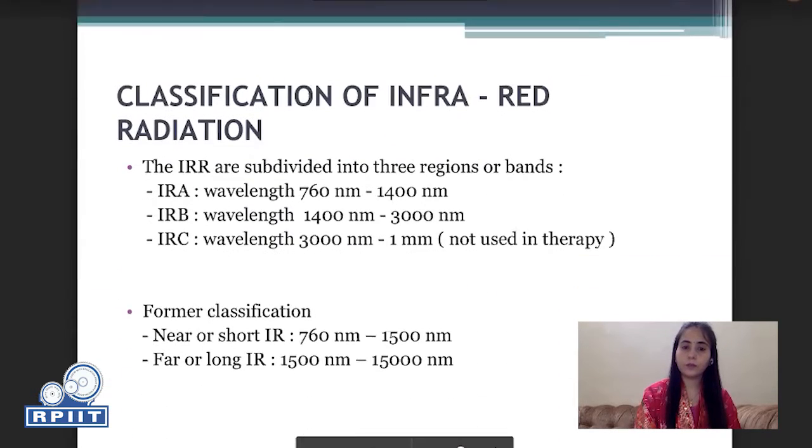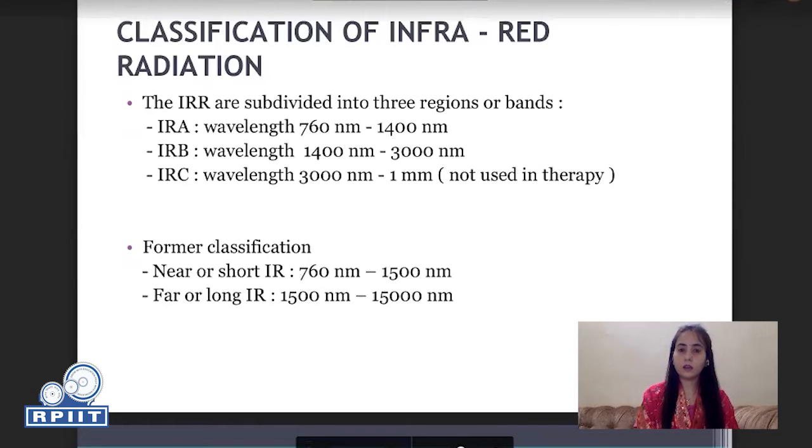Classification of IR: the IRs are subdivided into three groups. IRA wavelength 760 nanometer to 1400 nanometer, IRB wavelength 1400 nanometer to 3000 nanometer, IRC wavelength 3000 nanometer to 1 mm. Formal classification: near or short IR 760 nanometer to 1500 nanometer, far or long IR 1500 nanometer to 15,000 nanometer.